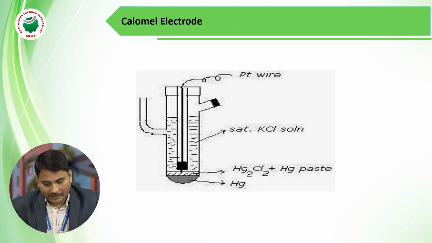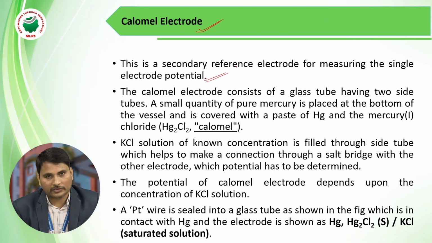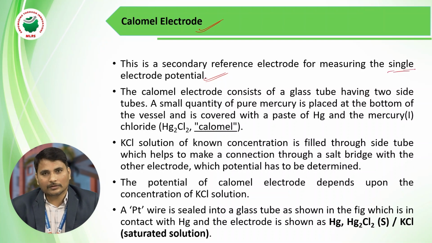Here is a simple diagram to understand the calomel electrode. Now we will see the construction of the calomel electrode. This is a secondary reference electrode for measuring the single electrode potential. We use the calomel electrode to determine or find out the potential of a single electrode.